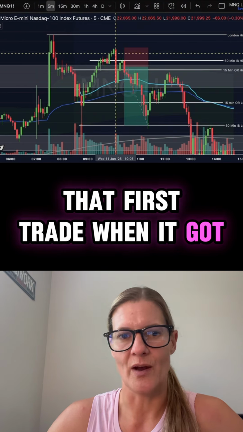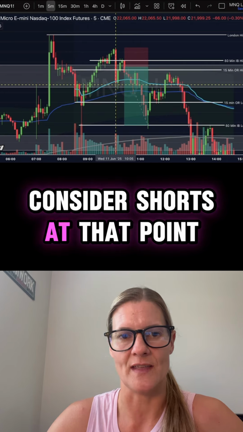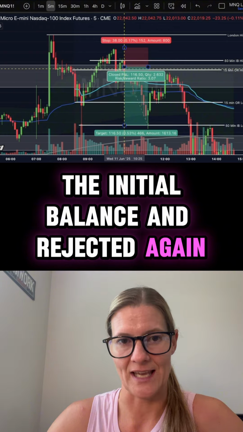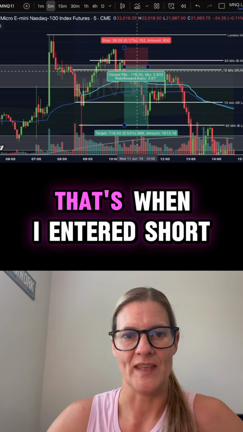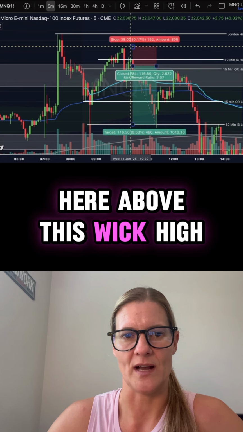When it got really heavy, really bearish, I started to consider shorts at that point. And then when it hit the initial balance and rejected again with a pretty strong candle, that's when I entered short. I put my stop loss here above this wick high.